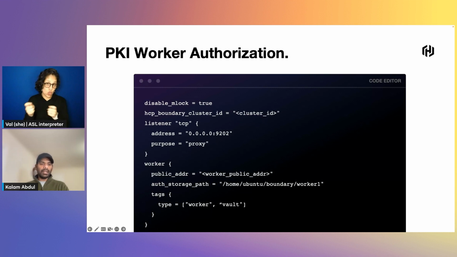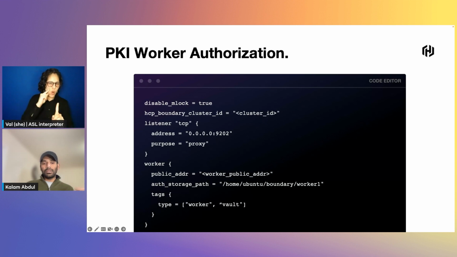So a couple of things here: you have to provide the HCP Boundary cluster ID in the config file, and also its private IP address. Even though it says public address, it still works with the private IP address of that EC2 instance where the Boundary worker binary runs, right? And then you can provide tags to this worker node, so they can be used when you create a target inside Boundary. You can specify which worker nodes to be utilized for that target, right?